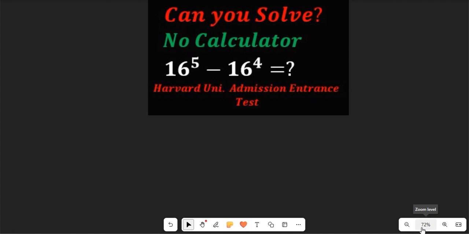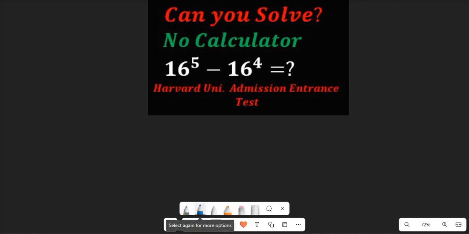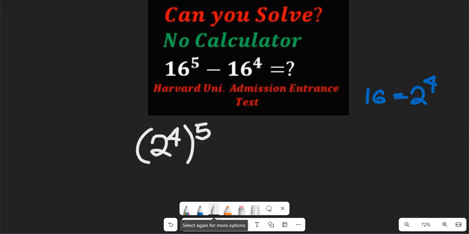Now, I have 16 and I have 16. What I need to do is to find the factors of 16. If I find the factors of 16, you come to know that 16 can be equal to 2 to the power of 4, because 2 times 2 times 2 times 2 will give me 16. So I can simplify that expression to give me 2 to the power of 4, all to the power of 5, minus 2 to the power of 4, all to the power of 4, and this will be equal to what?